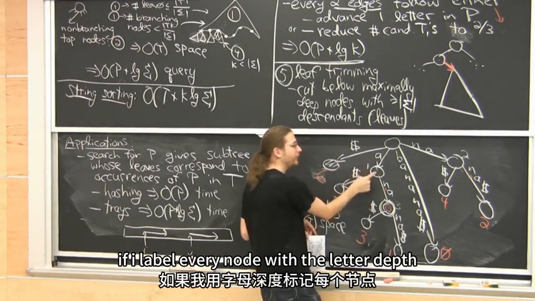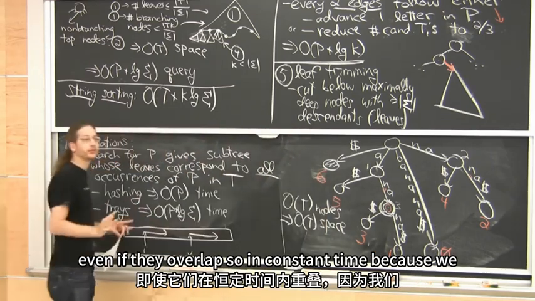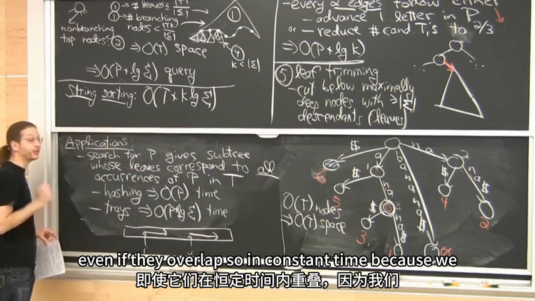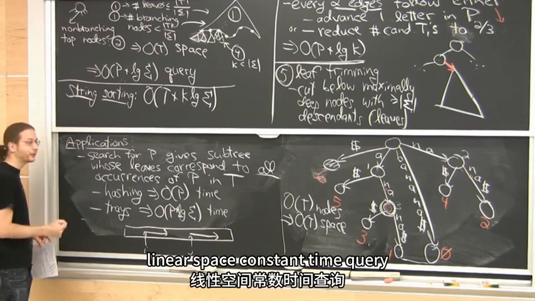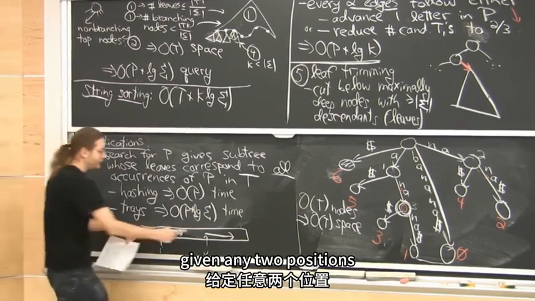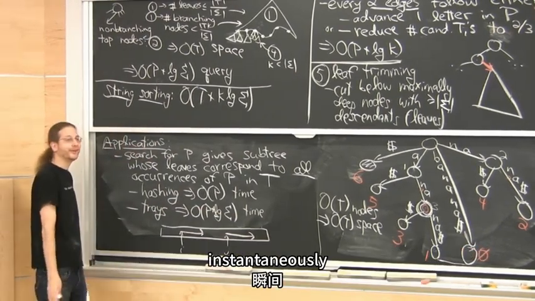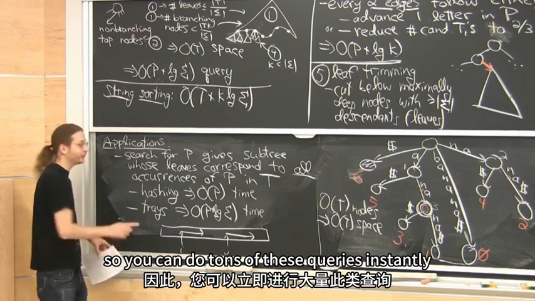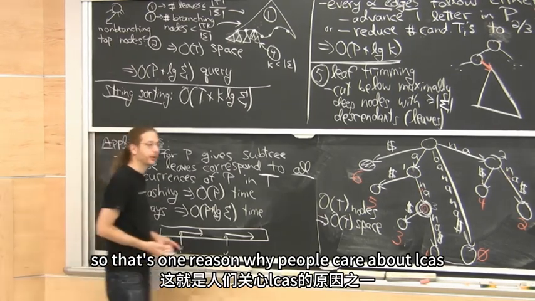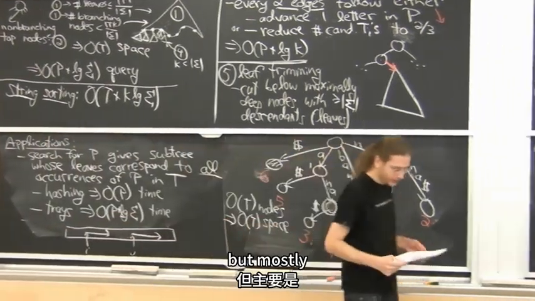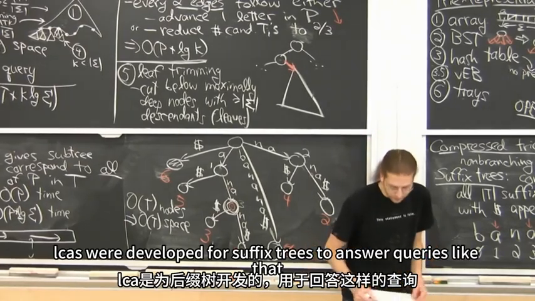And again, if I label every node with the letter depth, I can figure out exactly how long these guys match, even if they overlap. So in constant time, because we already have a constant time LCA query, linear space, constant time query, given any two positions i, j, I can tell you how long they match for in constant time. Boom. Instantaneously. It's kind of crazy. So you can do tons of these queries instantly. So that's one reason why people care about LCAs. There are other reasons, but mostly LCAs were developed for suffix trees to answer queries like that.